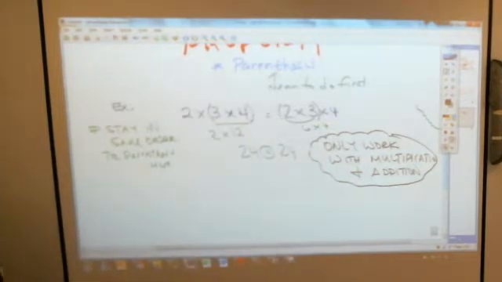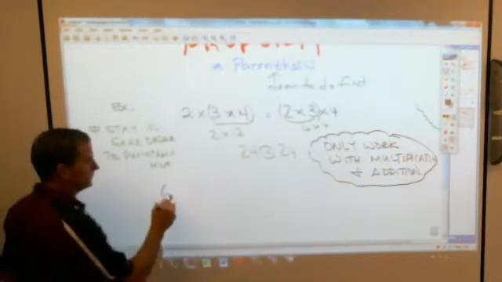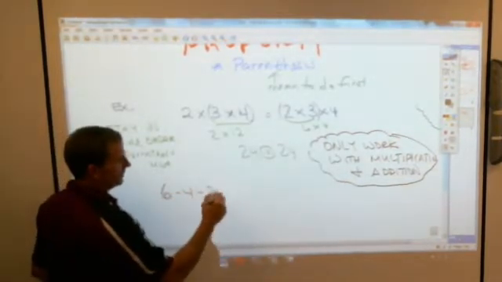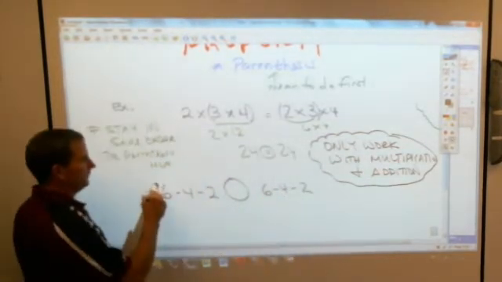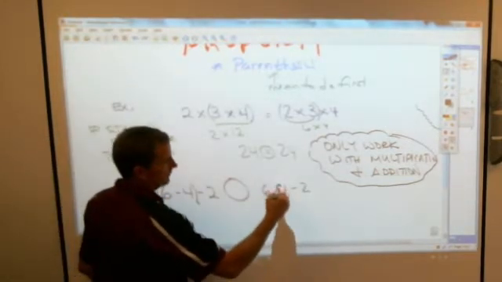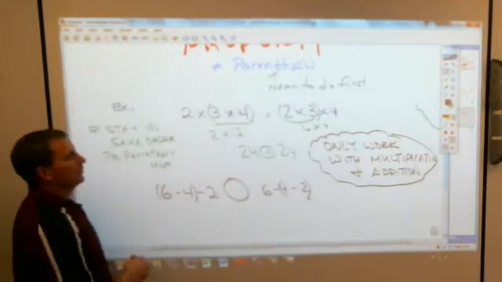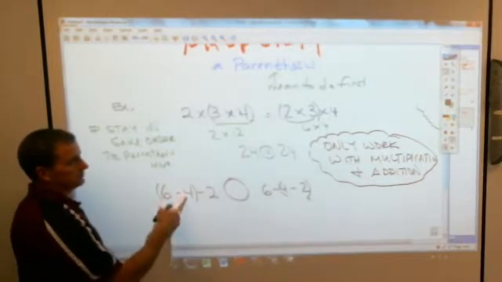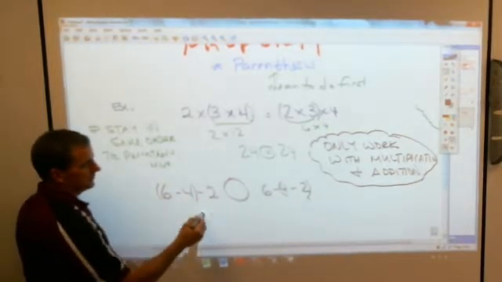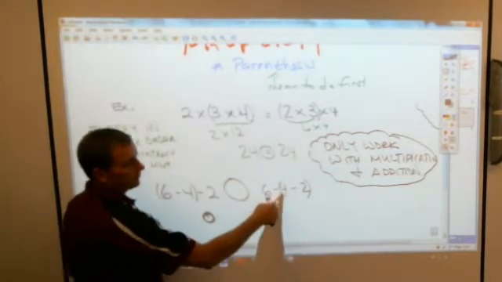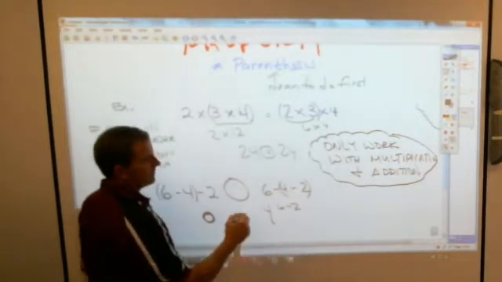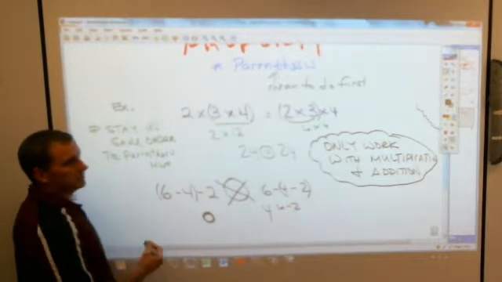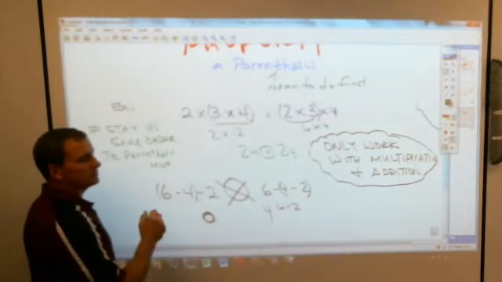If you have 6 minus 4 minus 2, and I compare that to 6 minus 4 minus 2, and I have parentheses around the first two first, and then parentheses around the last two second. What is 6 minus 4? 2. 2 minus 2 is? 0. I get 0 on this side. 4 minus 2? 2. What is 6 minus 2? 4. These are not equal. The associative property does not work with subtraction.